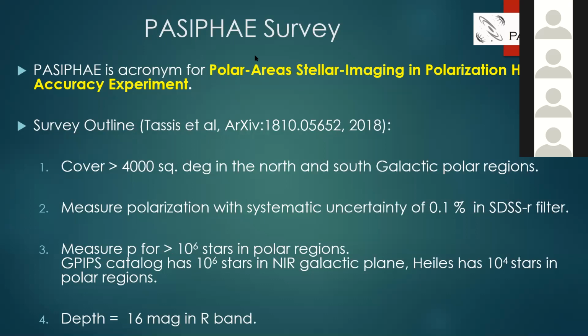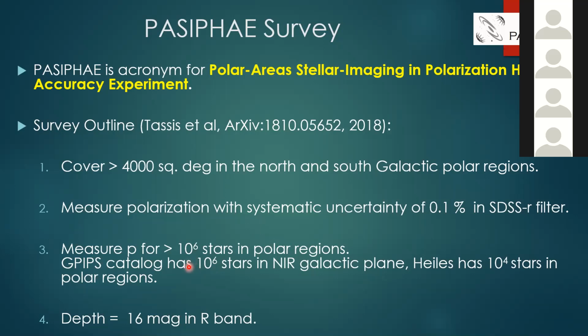So PASIPHAE is an acronym for Polar Area Stellar Imaging in Polarization High Accuracy Experiment. The key features of the survey are that we want to cover around 4,000 square degrees or more of the galactic polar sky in both the northern and the southern hemispheres. And we want to measure polarization, in particular linear polarization, with systematic uncertainty of 0.1% in the SDSS-r filter. Covering this much area, we will be able to measure polarization of about 1 million stars.